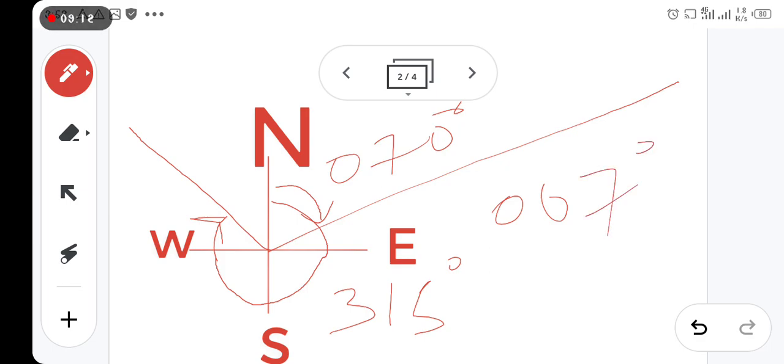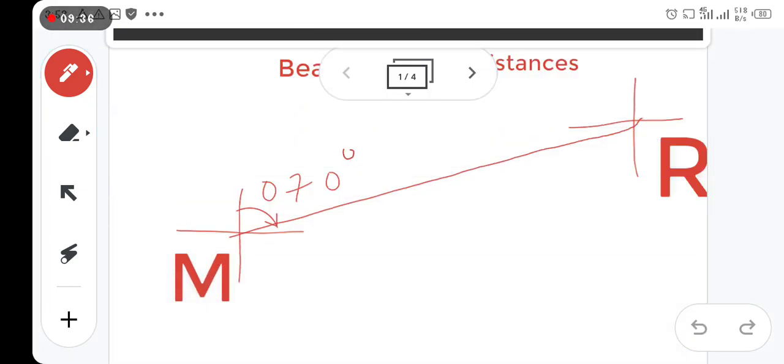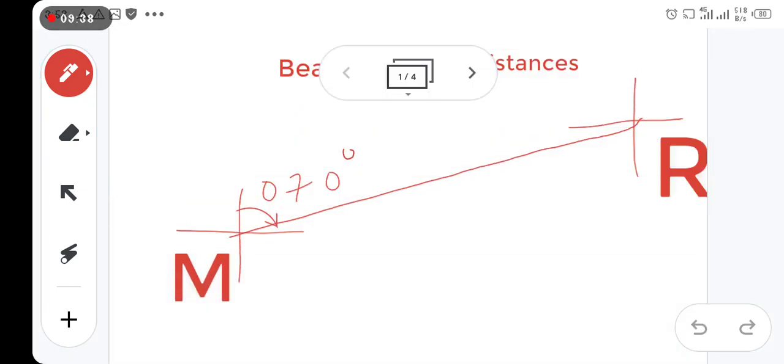Okay, a bearing of 90 degrees should be presented as 090 degrees. Now that is our three-figure bearing. Now I'll be telling you about back bearing. Let's talk about back bearing. Now let's go back to this diagram.